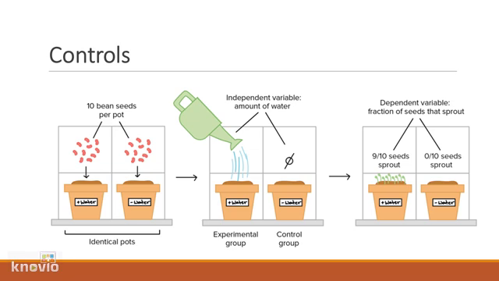Then we incubate both pots and we measure the amount of seeds that sprouted. We should expect 0 seeds to sprout in the pot without the water because it's our negative control. But we should see seeds in the other pot.